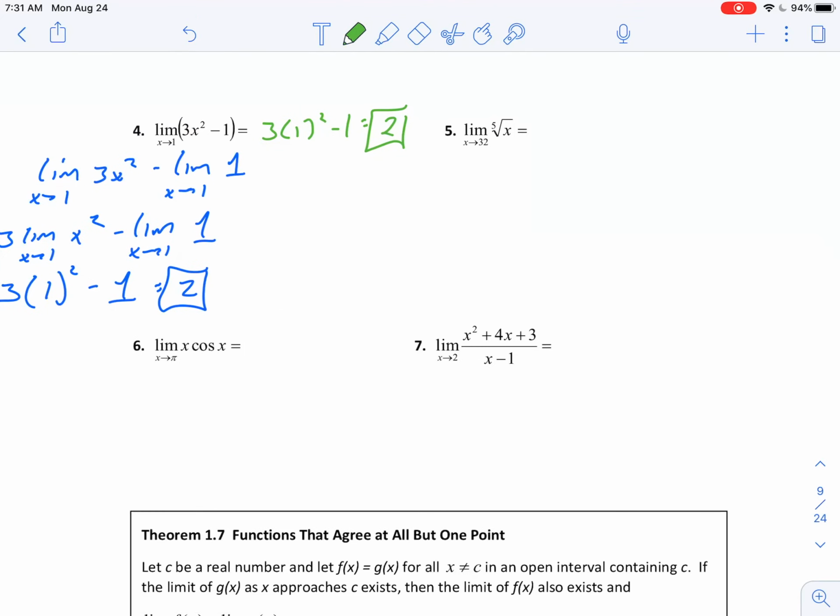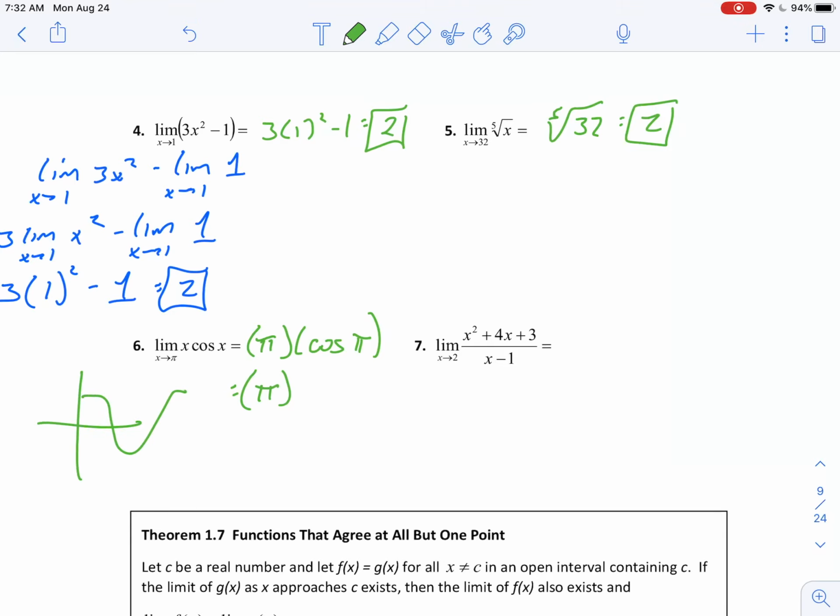So all these problems are basically, not basically, they are direct substitution. So I have the fifth root of 32, which is 2. Let's see, the limit as x approaches pi. So I have the product of the function x times cosine of x. So this is going to be pi times the cosine of pi. Now pi is just pi, cosine of pi. I don't know how you guys do this. Sometimes I like to think about the graph. Cosine looks like this. So at pi, the function would have a value of negative 1. So it's negative pi.